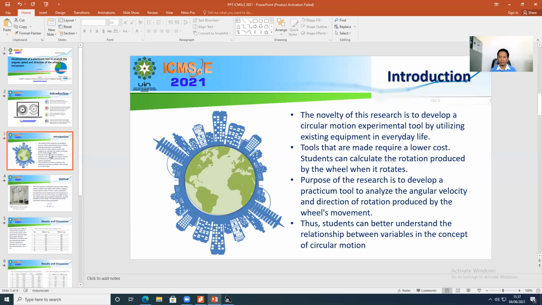The purpose of the research is to develop a practicum tool to analyze the angular velocity and direction of rotation produced by the wheel's movement. Thus, students can better understand the relationship between variables in the concept of circular motion.